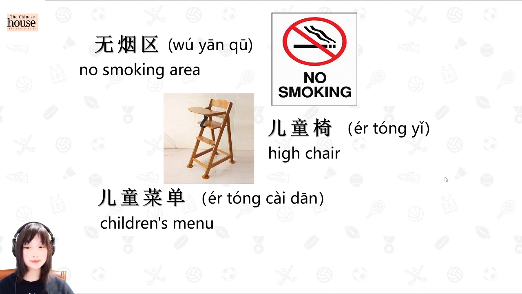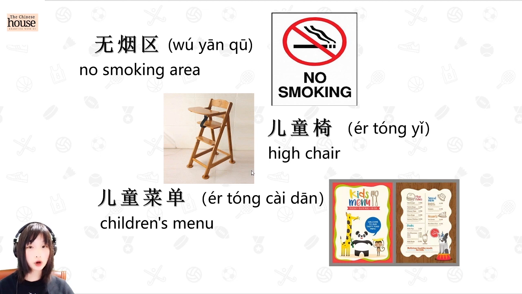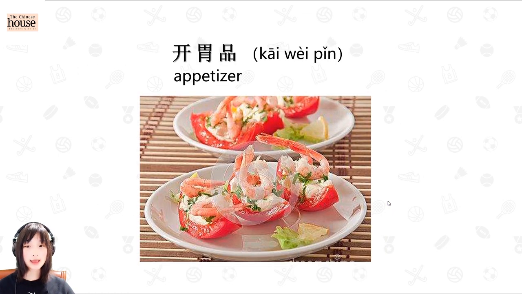Children's menu, 儿童菜单. 菜 which means dishes, 单 which means menu. 儿童菜单. And then appetizer, 开胃品. 开 means open, 胃 means your stomach, 品 means dishes. So appetizer, 开胃品. 开 flat tone, 胃 first tone, 品 third tone.